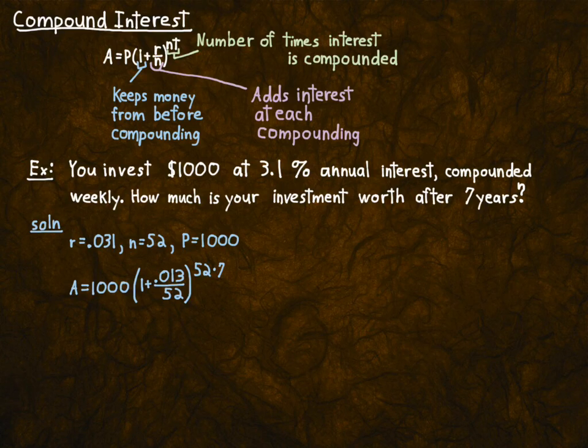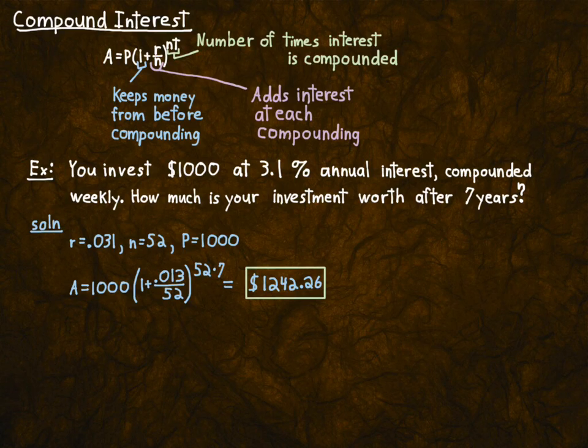Notice the 52 comes in twice. In one, you're dividing, making a number small, and in one, you're raising it to a power, making it larger. So they kind of counterbalance each other somewhat. And if you multiply that out, hopefully using a calculator, this is a good use for a calculator, you get $1,242.26. And you look at it for reasonableness, right? That's how you check this.